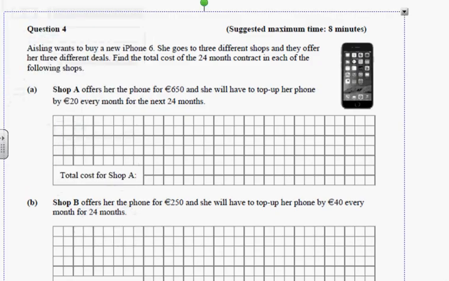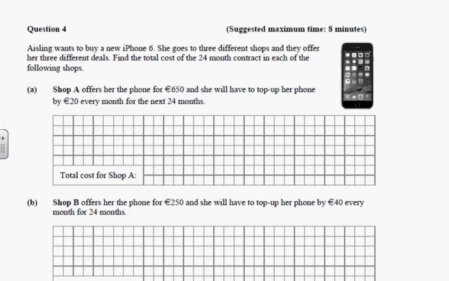So, what I have here is Ashley wants to buy a new iPhone for this much money, and she goes to the shop and there's 3 different deals for 24-month contracts. Would you agree with that? Shop A offers her a phone for €650 and she'll have to top up her phone by €20 for the next 24 months. So 650 plus 20 times 24, what do you get?